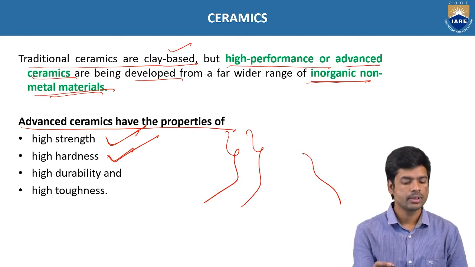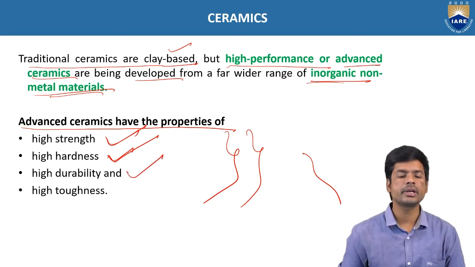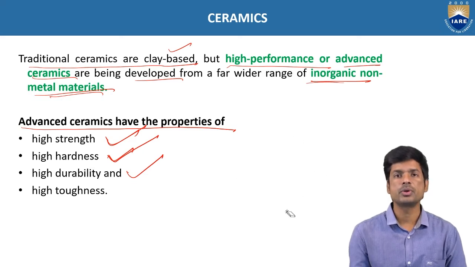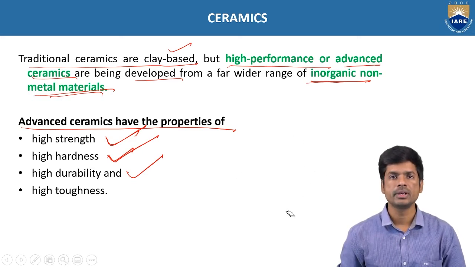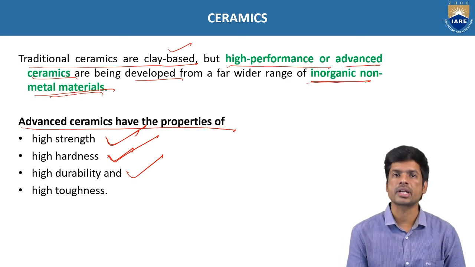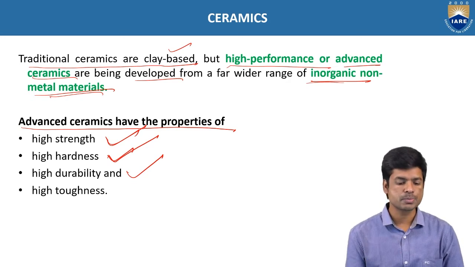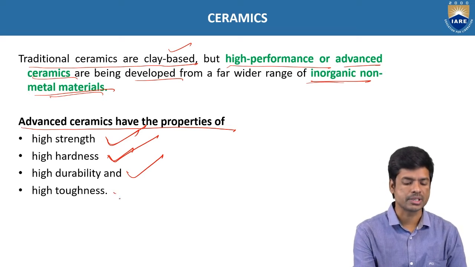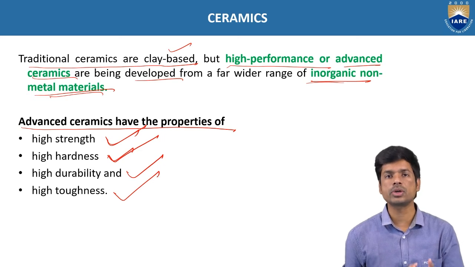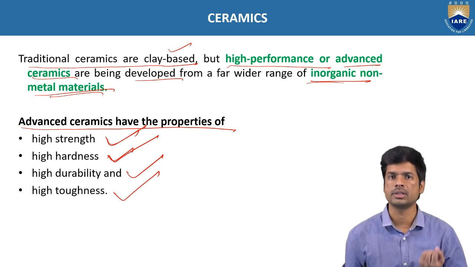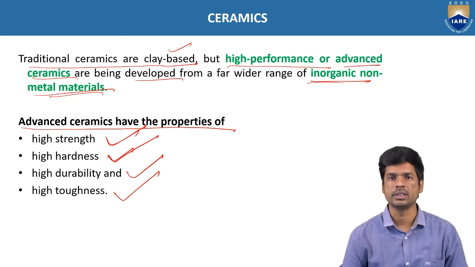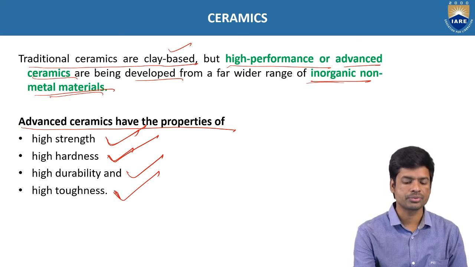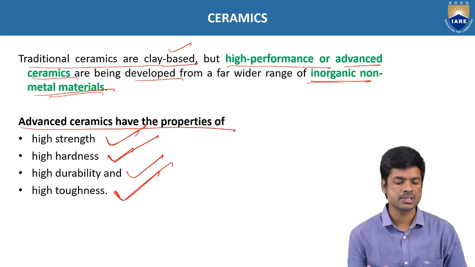And high durability means the service life of these materials will be longer. When you compare with clay-based materials, advanced ceramics will have a service period longer than traditional ceramics. And next, high toughness. Toughness means the material is going to absorb some energy. If you apply forces on the material, it is going to take some energy. That is what toughness means. So it has high toughness, high durability, high hardness and high strength compared with normal traditional clay-based ceramics.